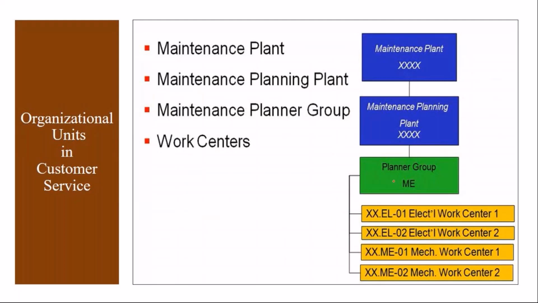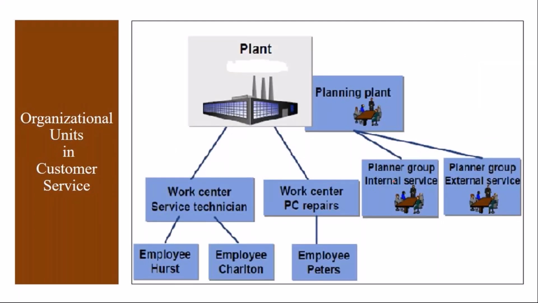Okay, so now from the CS perspective, you have the planning plant, and under the planning plant we will be creating the planner groups. Let's say you are doing external service. For external service you will be creating a planner group. Internal service is normally for PM, the plant maintenance module, and also when the product is returned to the plant, you will do the servicing, right? So both fall into the same category.